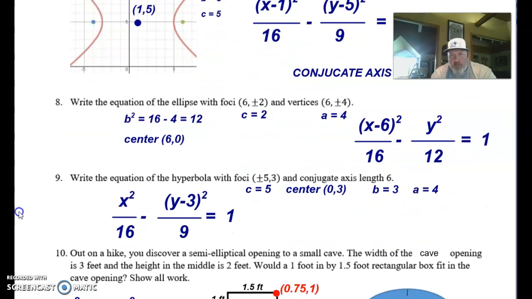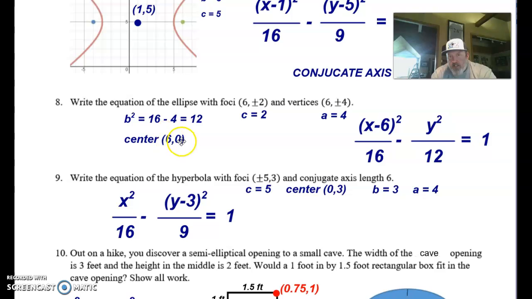Number 8, the equation of an ellipse. It gave us the foci here and the vertices. The foci are 2 units away on each side, so we know the center point's at 6, 0. The vertices are 4 units from each side. That's fine. So I have C here and A, and that allows me to find B.